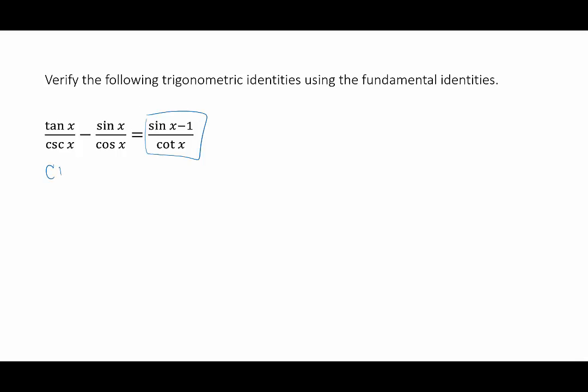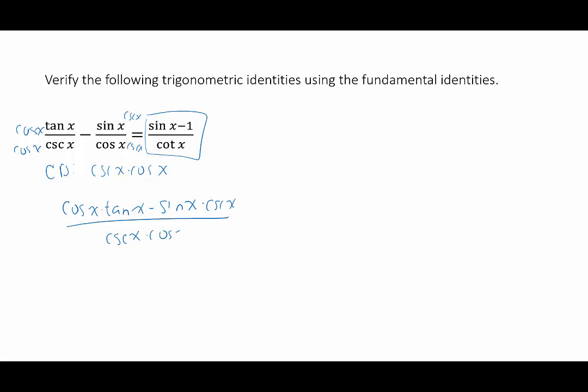If I do that, the common denominator here would be cosecant of x times cosine of x. So this is missing our cosine of x, and this is missing our cosecant of x. That would give me cosine of x times tangent of x minus sine of x times cosecant of x, all over cosecant of x times cosine of x. I at least have it down to one term, but it looks like we have some cleanup to do.